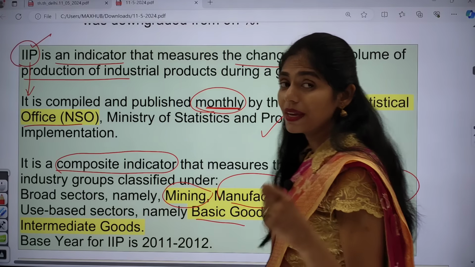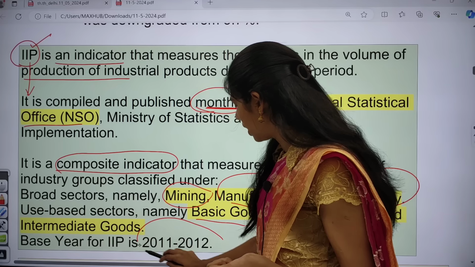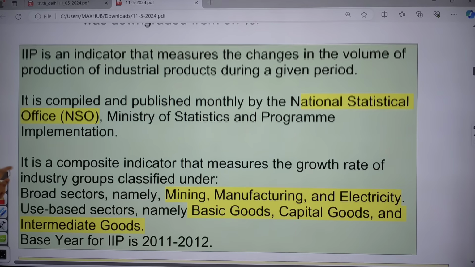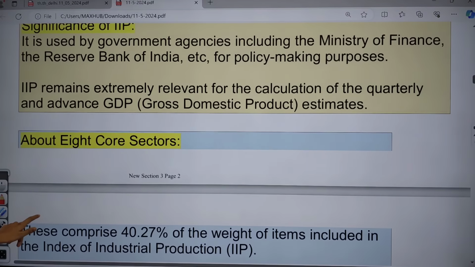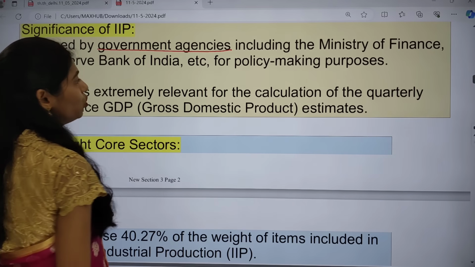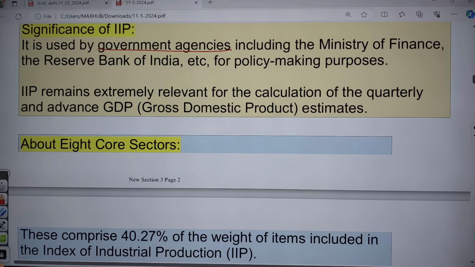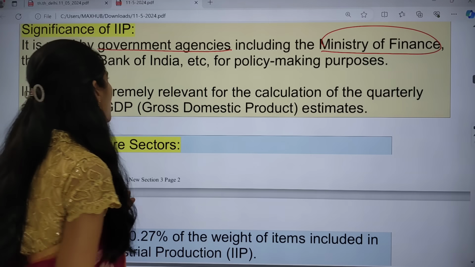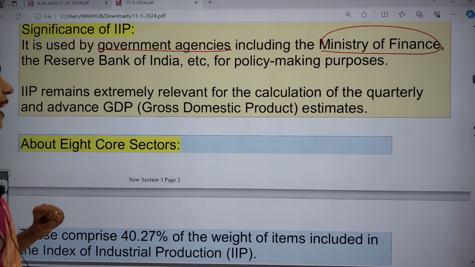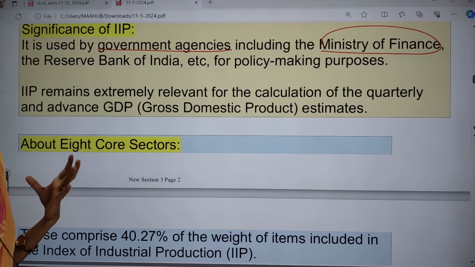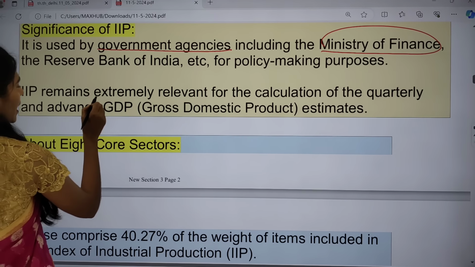So what is the base year? The base year is very important. The base year is 2011-12. Clear? Now let us see some more interesting points: why we need to see this index of industrial production. This index is used by government agencies, for example the Ministry of Finance, the Reserve Bank of India, and even for policy making and government purposes, because it is extremely relevant.